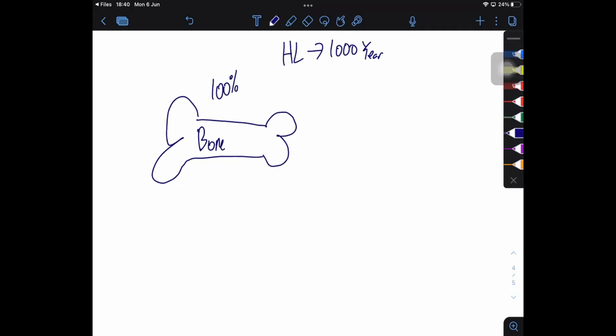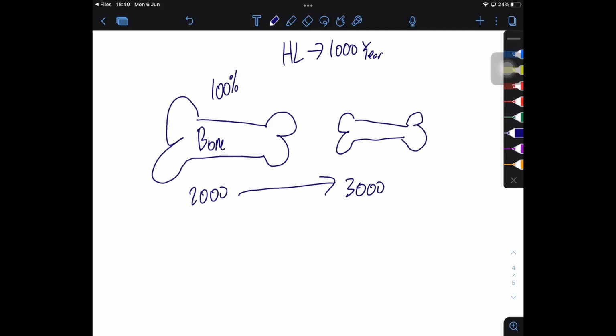Let's just say the half-life of a carbon is 1,000 years. So what happens is, initially right now, let's say it's year 2000. After 1,000 years has passed by, year 3000, when they do the calculation, this bone will be left with only 50% of the carbon.